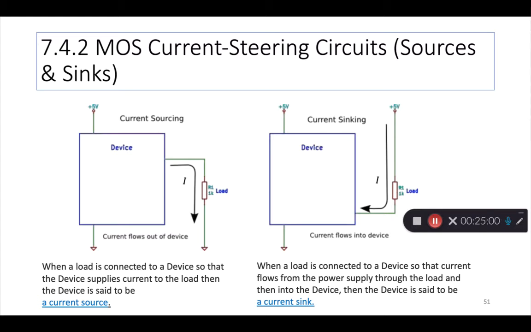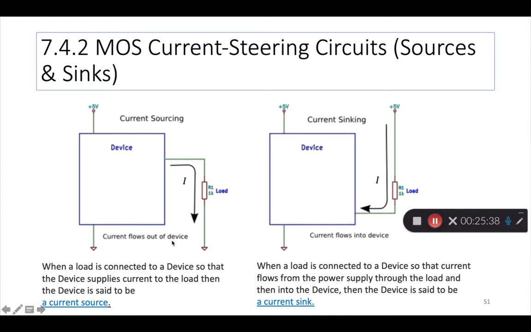A source is like your tap of water. Water comes out of the tap. A sink is where, in your wash basin in your bathroom, after you wash your mouth, the water goes down the hole. That hole is a sink. So how do you define a device to be either a source or a sink? In this configuration, this device is connected to the battery, and the load is connected to the output of the device. So the current comes through the device, and then goes to ground.